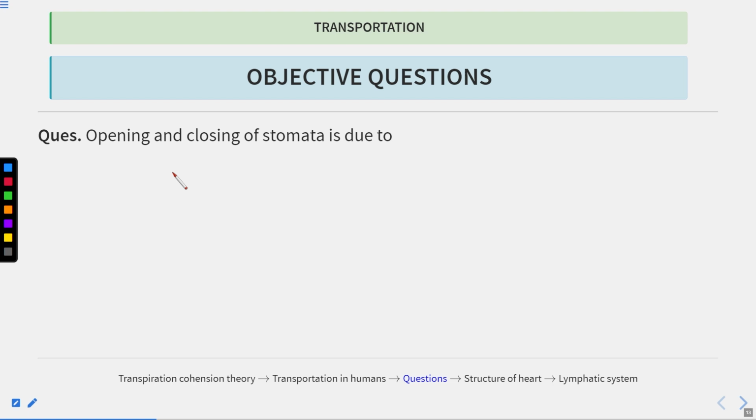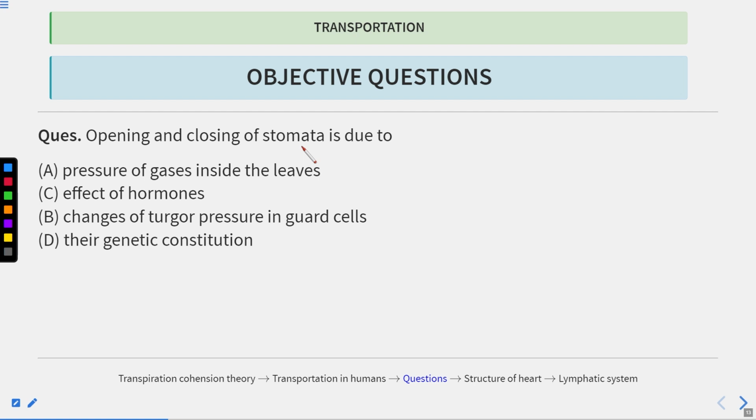Next question, opening and closing of stomata is due to, let's have a look at the options. Options are pressure of gases inside the leaf. So this is not correct, because due to the pressure of the gases, there will be exchange of gases.